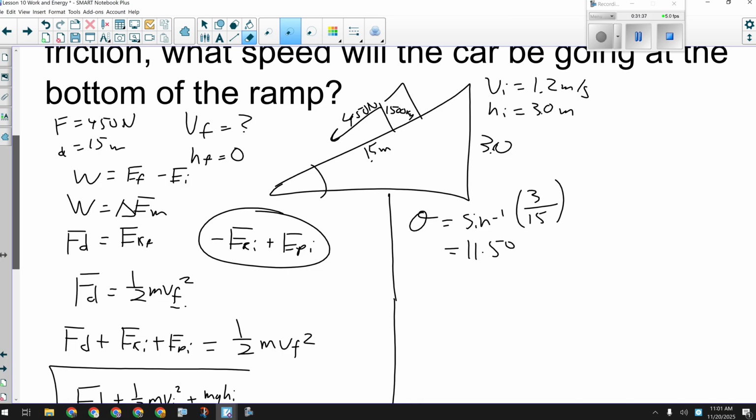Now that I've got that, I can do this triangle. Sorry, that angle's got to go that way. And this is 11.5 degrees. Now I've got to calculate FG. F times G, so 1500 times 9.81.